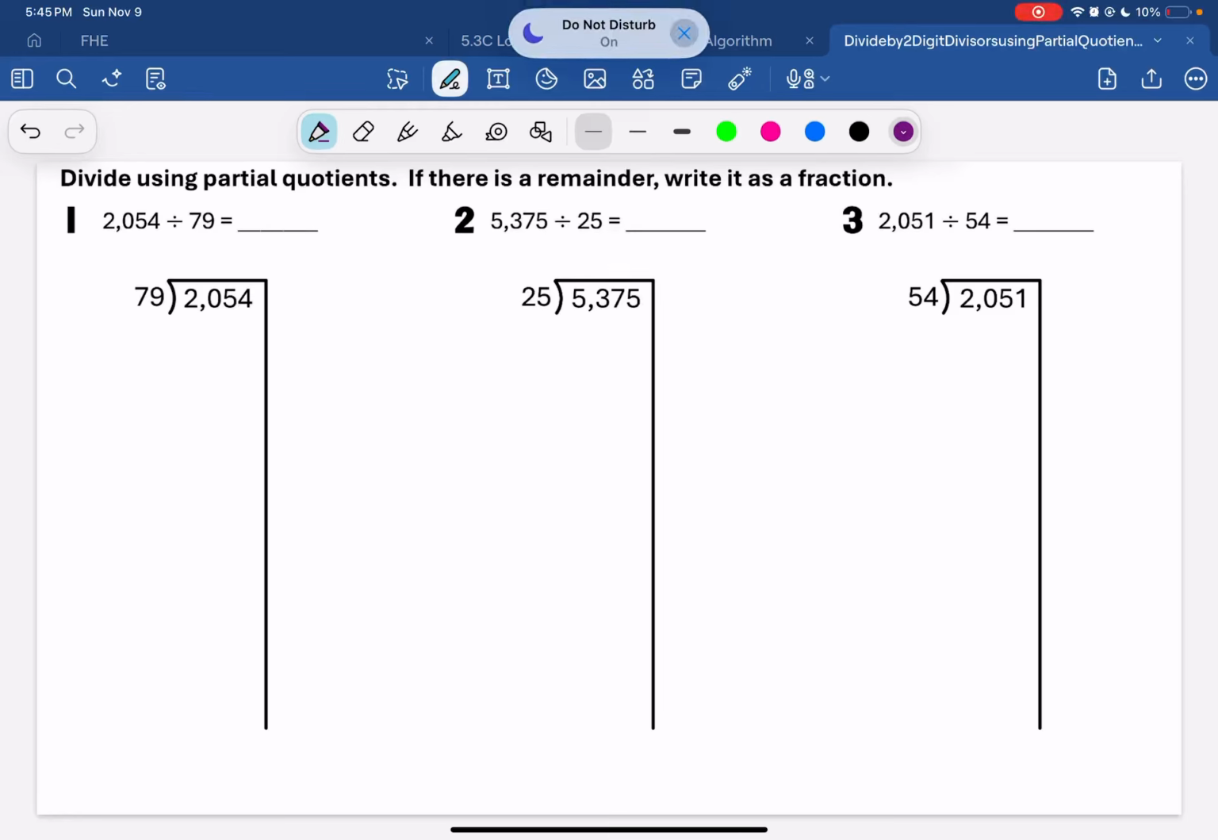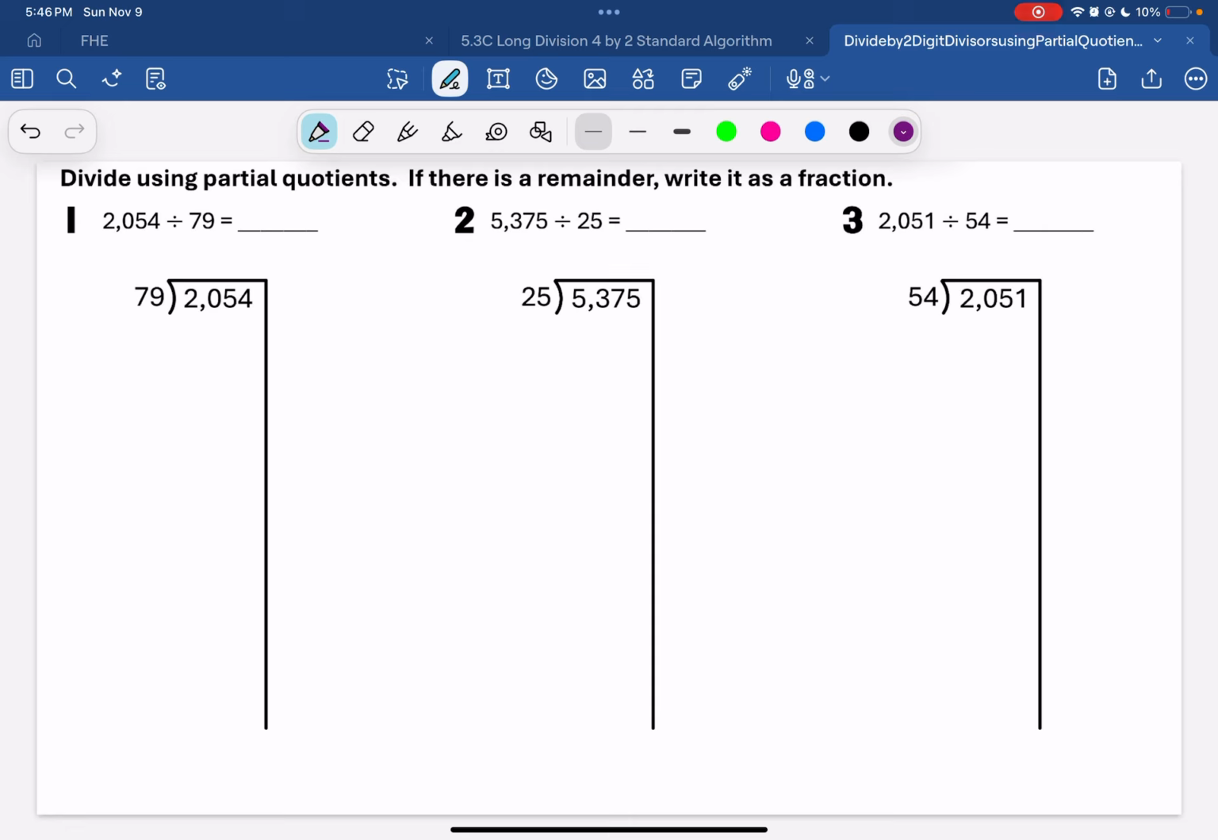Today's video will focus on long division, but we're going to use partial quotient, which is just breaking it up into smaller pieces. All right, let's get started so you can see what I'm talking about. So right now, our first problem is 2054 divided by 79. Your 2054 is your dividend, your divisor is 79, and then your answer will be your quotient.